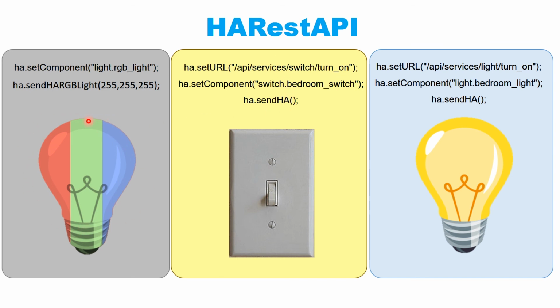And I have also written something to turn on light that has RGB function. So all you have to do is first set this component. So let's say it's light.rgb_light, and then ha.send ha.rgb_light, and send your red, green, and blue value, and that turns on the light with those specific colors. So you can use any combination of red, green, and blue.